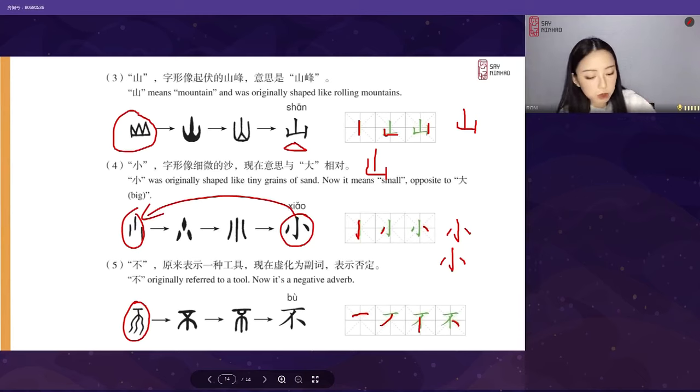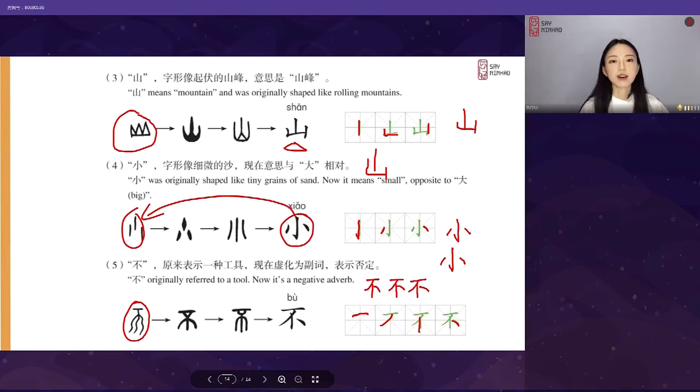Try to write it with me. First, horizontal, 横, next, left turning, 撇, next, a vertical, 竖, last one, dot, 点. Again, 横, 撇, 竖, 点. So this is 不, no.